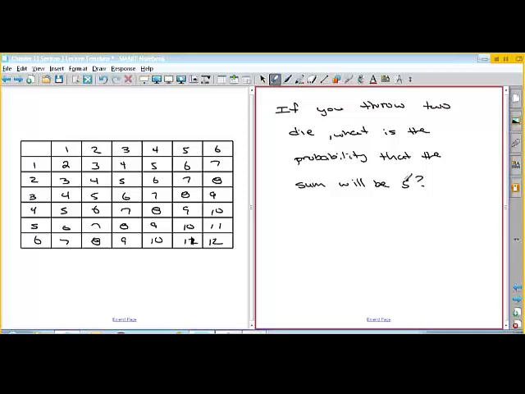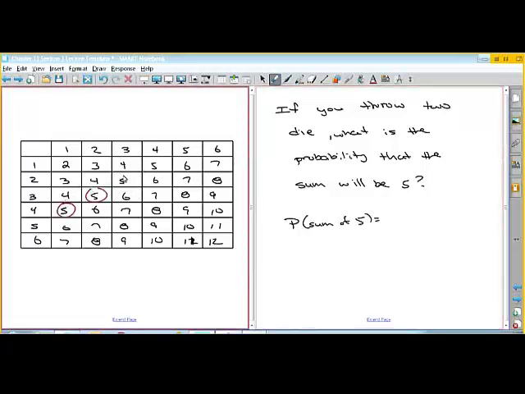So, what is our favorable event? Yeah, to roll the dice and get a sum of 5. What's the unfavorable event? Yeah, anything other than a 5. And the total number of events is just the number of possible arrangements for the 2 dice. So the probability of a sum of 5 is the favorable one.